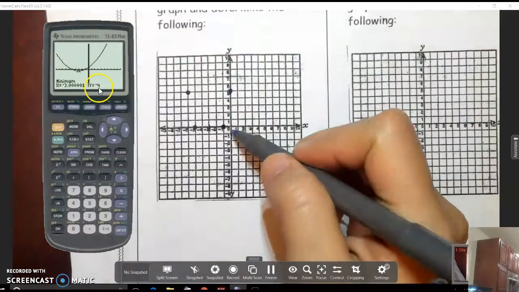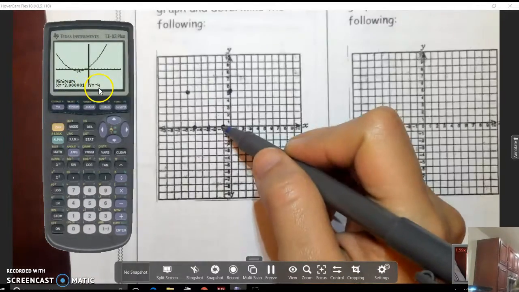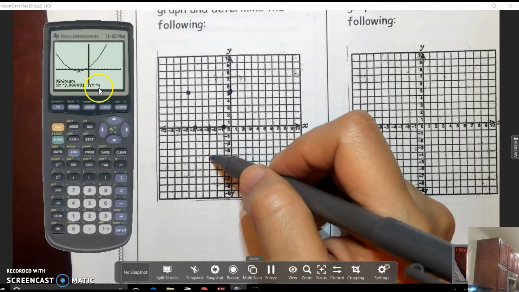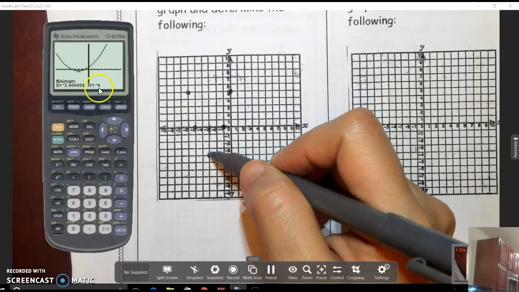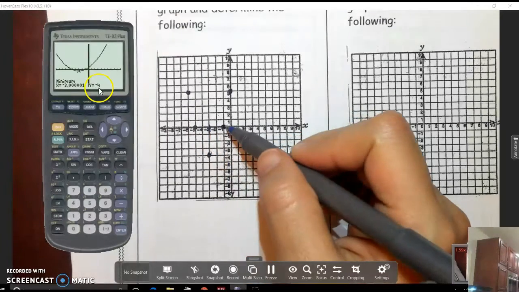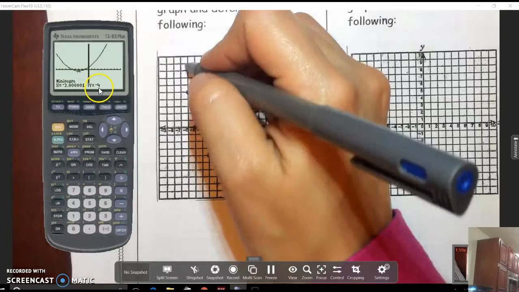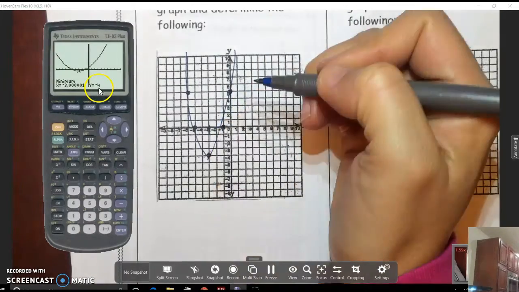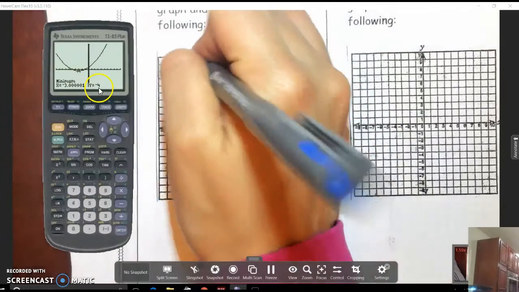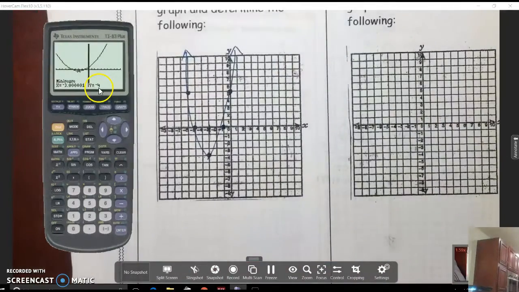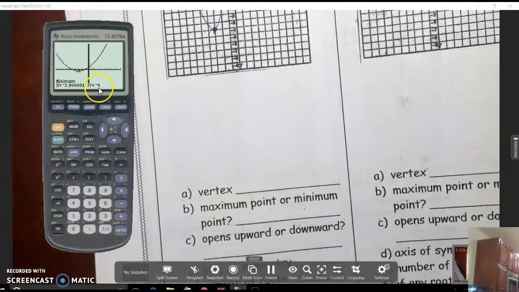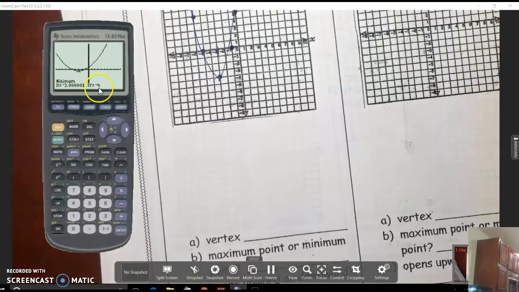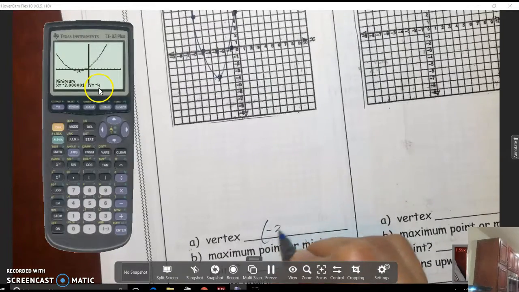So on here I'd go -1, 2, 3, then 1, 2, 3, 4. So right here. So we got our vertex, we got our 2 roots, and we got our y-intercept. So now we can kind of sketch that graph. So then I would go ahead and fill in all this stuff. So my vertex, we just figured that out. So that's going to be -3, -4.